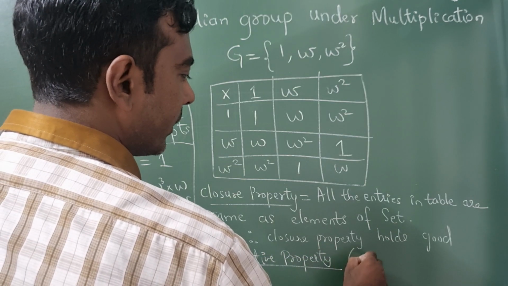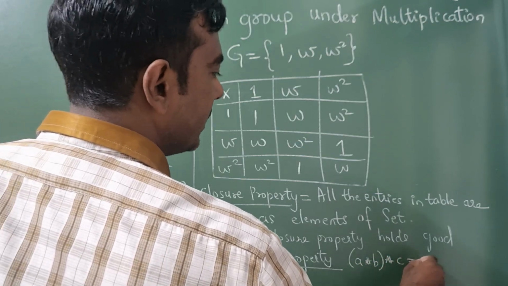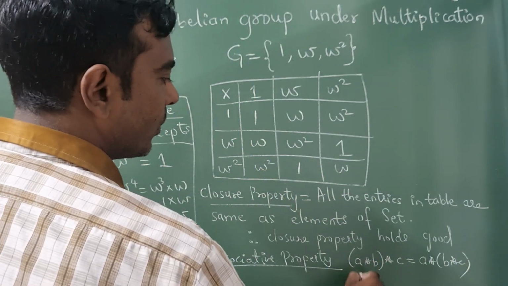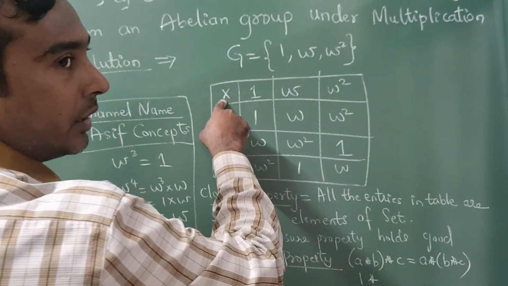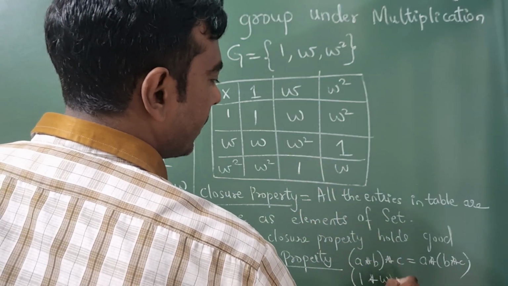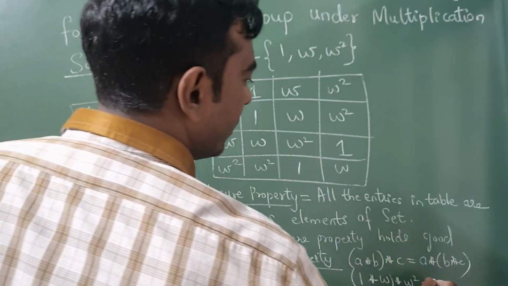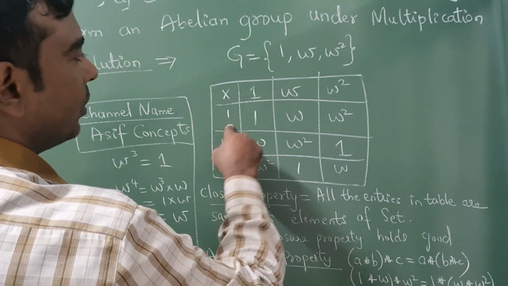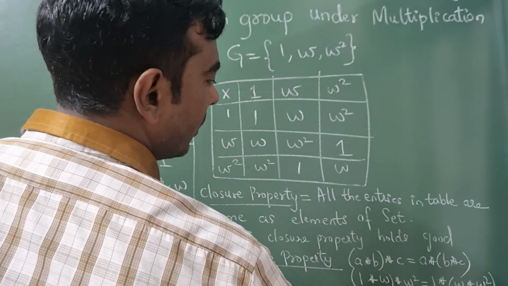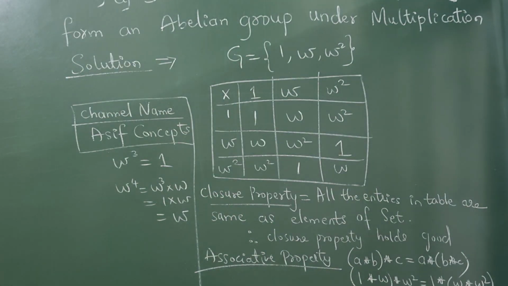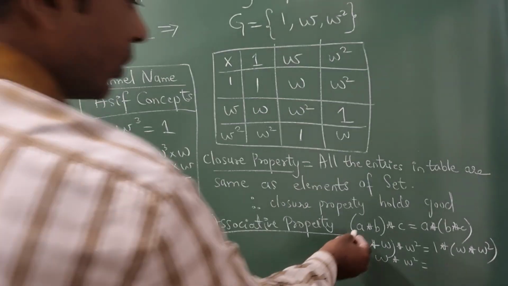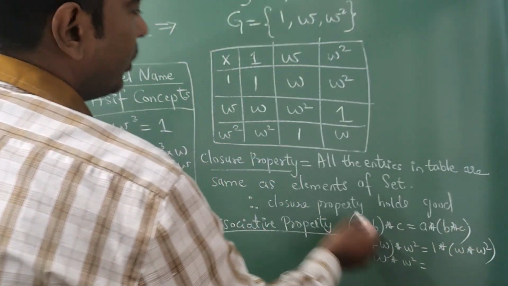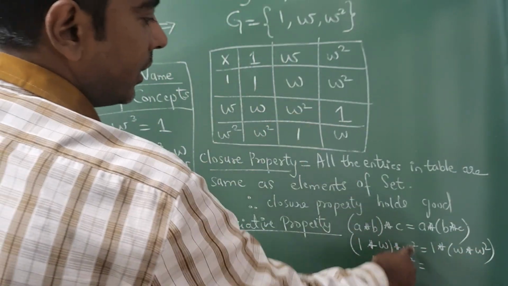As you know, (A star B) star C is equal to A star (B star C). Now A I will consider as 1, B is omega, C is omega square. So here 1 star omega, and 1 into omega is omega. I have written here omega square.